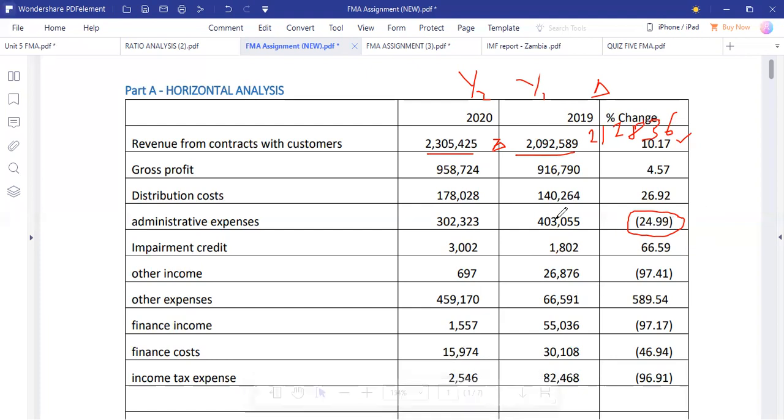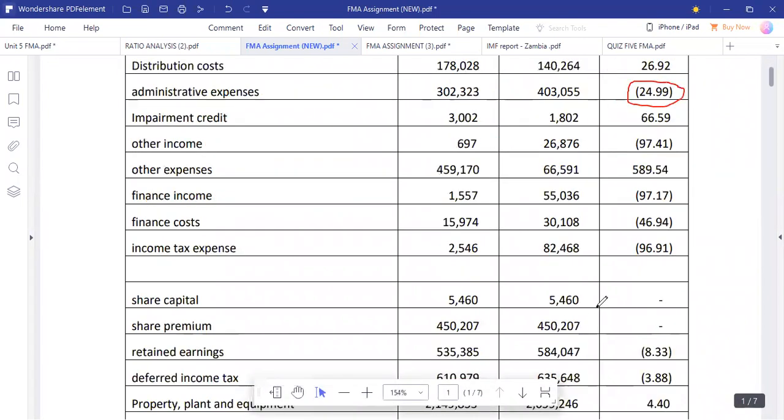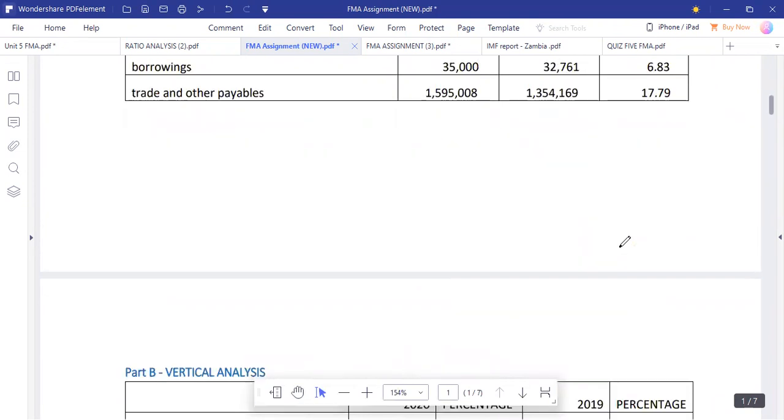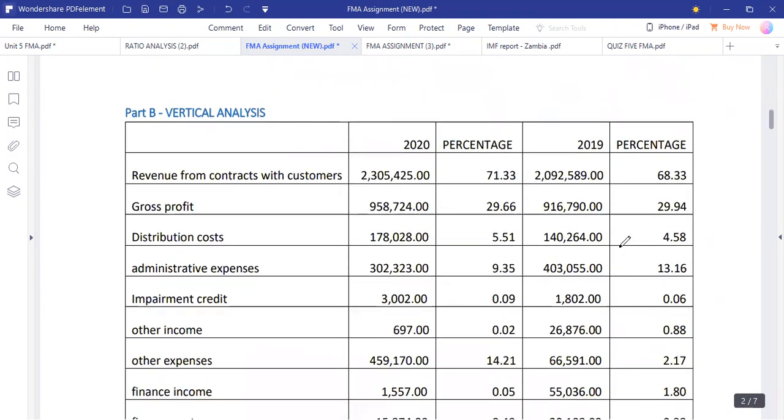So you see on, we'll comment later on, but you see how the expenses were in negatives for percentage change, meaning our expenses were increasing. So you need to also comment on how management of expenses were. So basically this one has been explained in the previous.